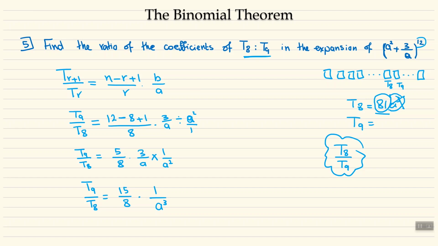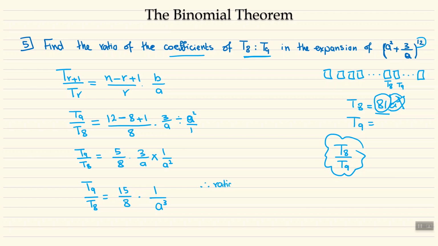Okay, guys. Now, what do they want? They don't want the variables. They want the coefficients. So what are you going to take? You're going to take this. And they don't want T9 over T8. They want T8 over T9. So what are you going to do to this fraction? You will flip it.